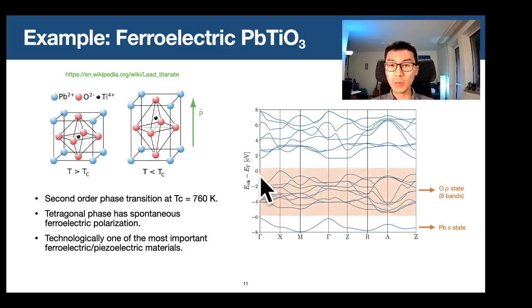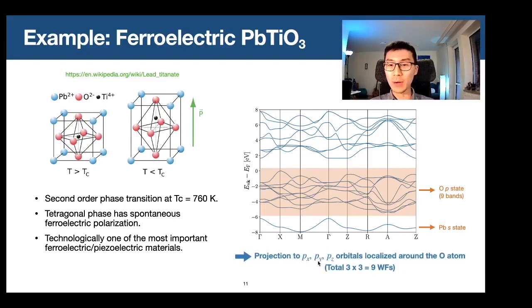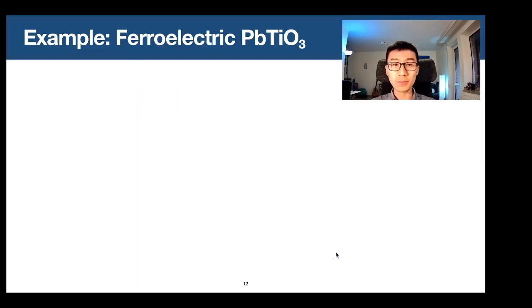And what we want to do is obtain Wannier functions in this energy range for 9 Bloch functions. So the natural choice for the initial projection would be to use px, py, pz orbitals for the 3 different oxygen atoms. So that's what I'm going to do.